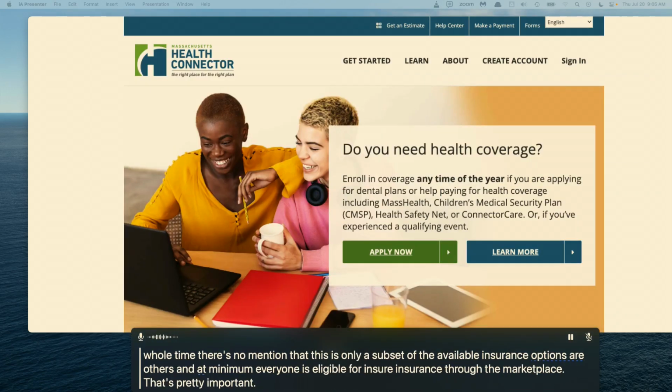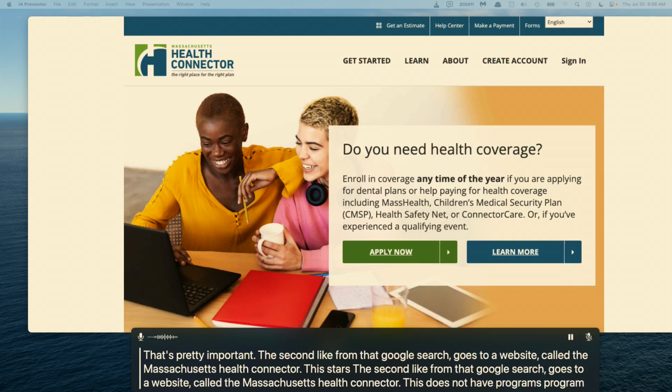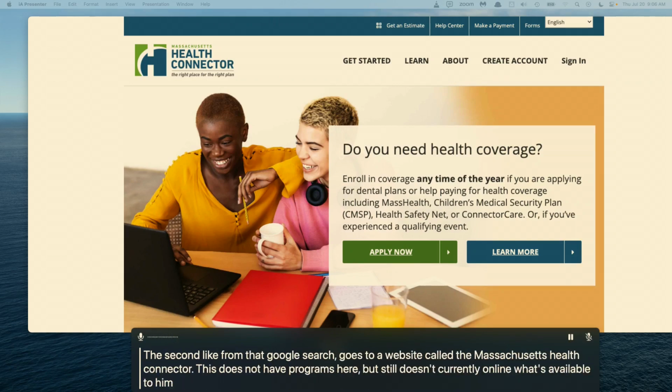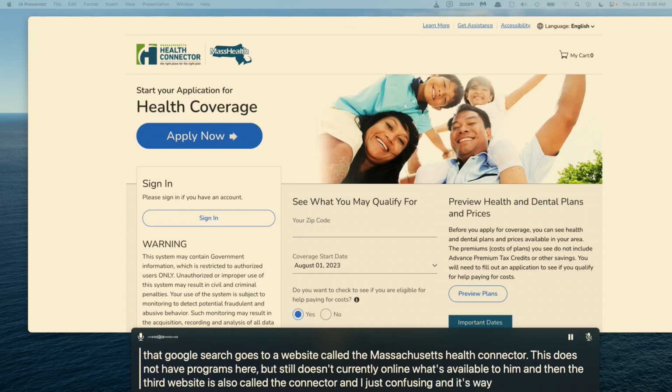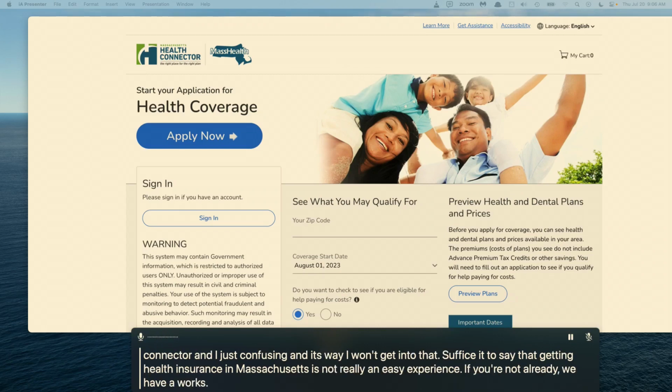The second link from that Google search goes to a website called the Massachusetts Health Connector. This does mention a handful of programs here, but still doesn't clearly outline what's available to whom. And then that third website is also called the Health Connector, and this is confusing in its own way. I won't get into that. Suffice it to say that getting health insurance in Massachusetts is not really an easy experience if you're not already familiar with how the system works.